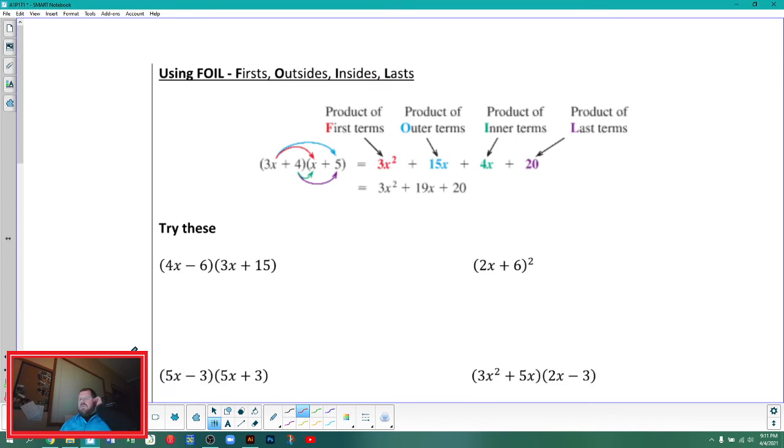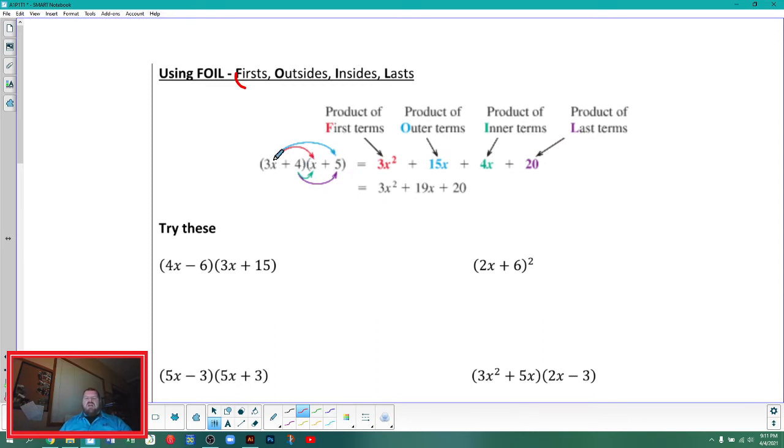Okay, so another way to think about this is to use what we call FOIL, like aluminum foil. But it's an acronym. It stands for firsts, outsides, insides, and lasts. The firsts are the first term in each set of parentheses. So 3x times x is 3x squared. The outsides comes from 3x and 5. So those are both on the outsides of my parentheses, of my picture there.